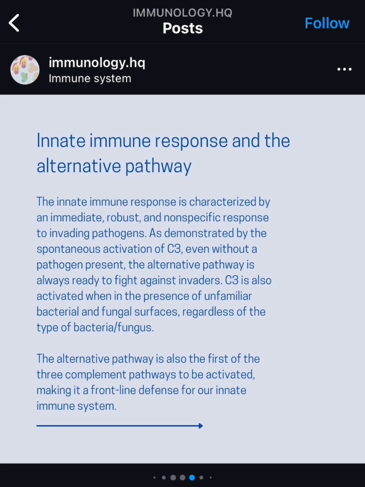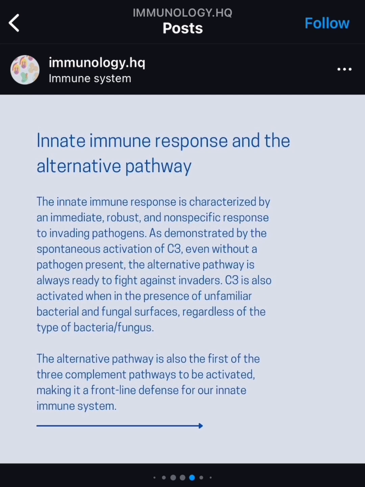Innate immune response and the alternative pathway. The innate immune response is characterized by an immediate, robust, and non-specific reaction to invading pathogens. As demonstrated by the spontaneous activation of C3, even without a pathogen present, the alternative pathway is always ready to fight against invaders. C3 is also activated when in the presence of unfamiliar bacterial and fungal surfaces, regardless of the type of bacteria or fungus.